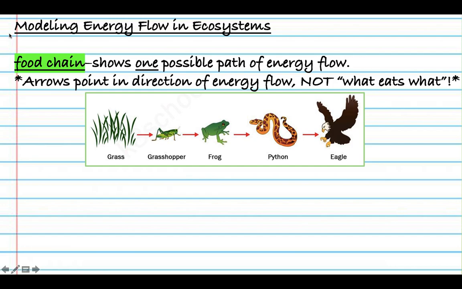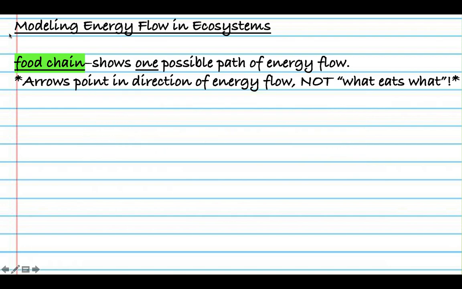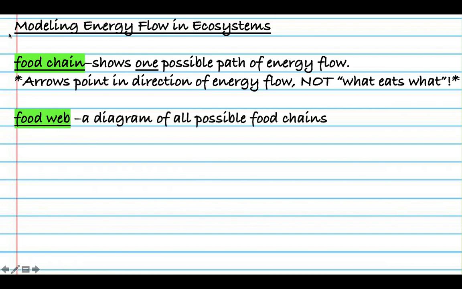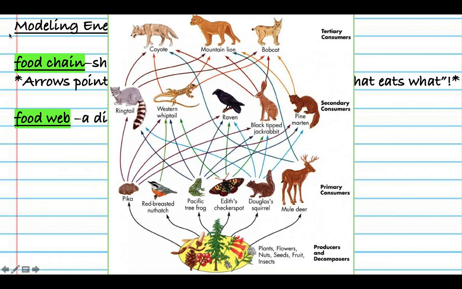Now, obviously, in most ecosystems, there are multiple food chains happening at any given moment, sometimes overlapping, and those we have developed another model called a food web to best represent all the paths of the food chain. So a diagram of all the different possible food chains, like so, would be called a food web.